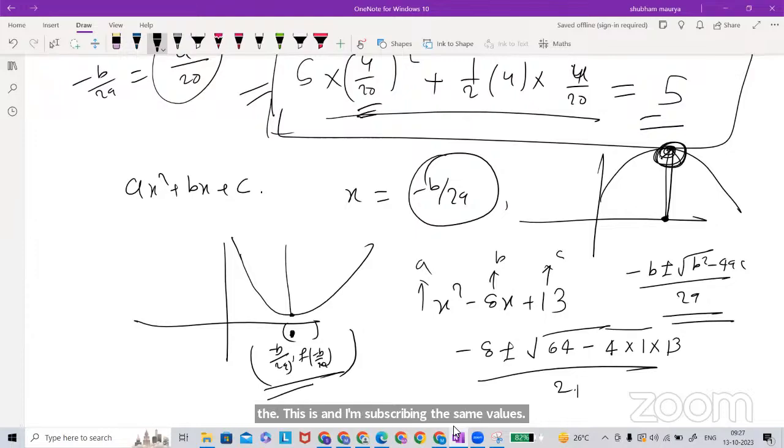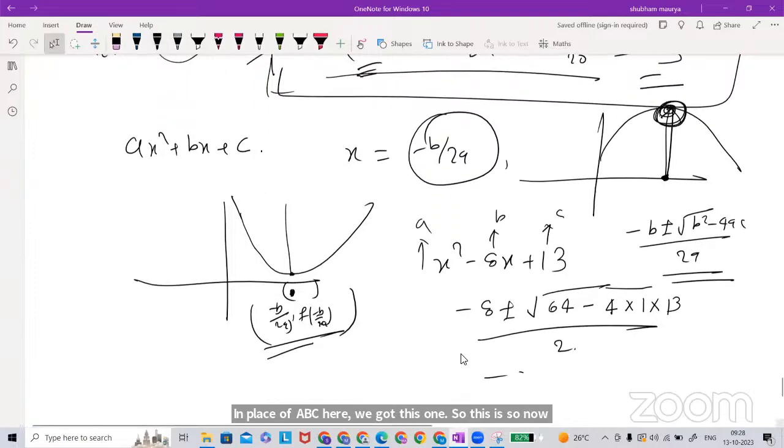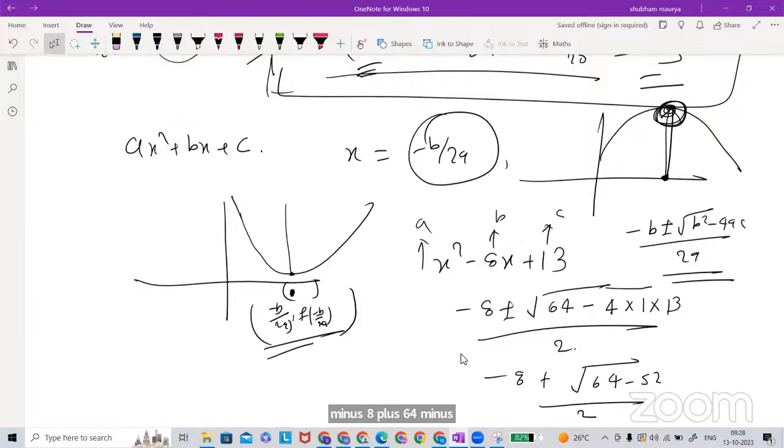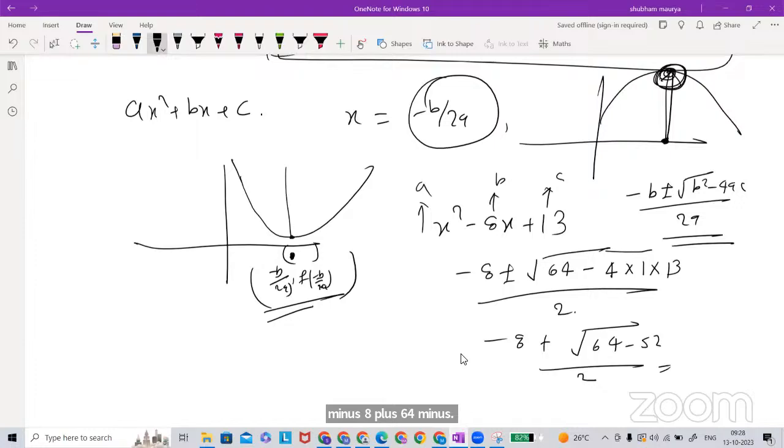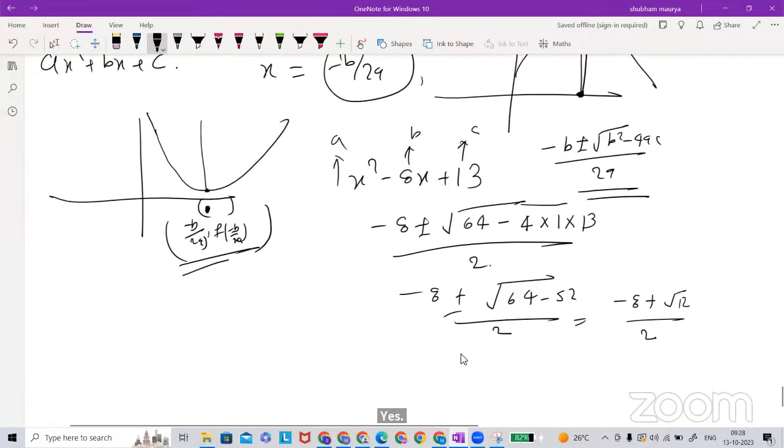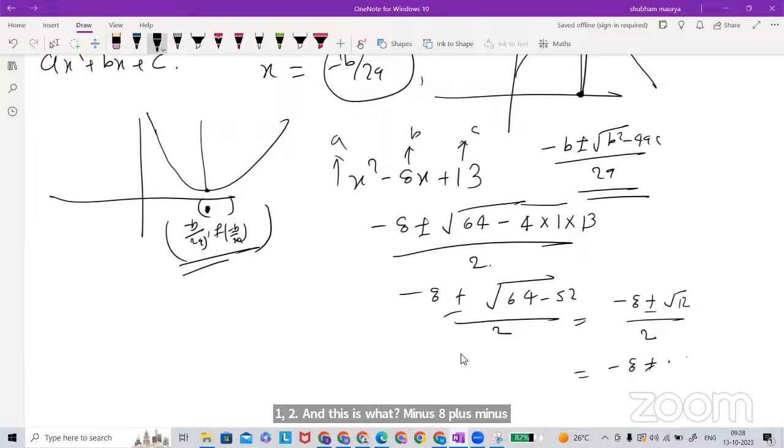So now minus 8 plus minus square root of 64 minus 52, upon 2. So this is going to be 12. Minus 8 plus minus square root of 12, upon 2. Oh, sorry, this is minus 8 plus minus 2 root 3 upon 2.